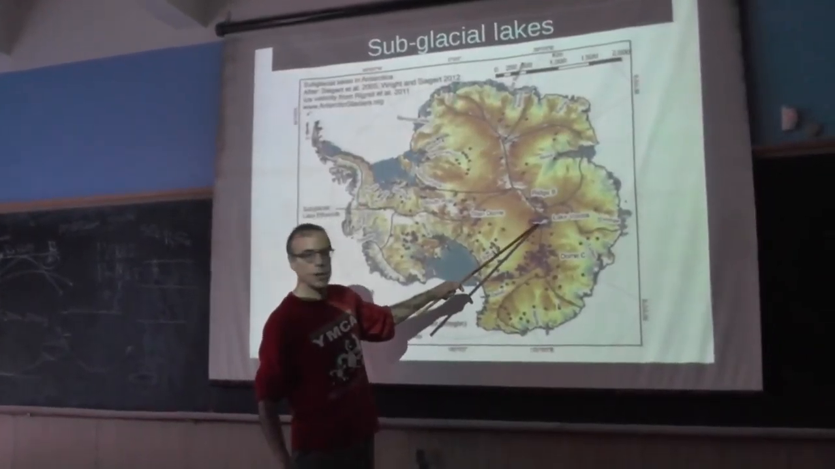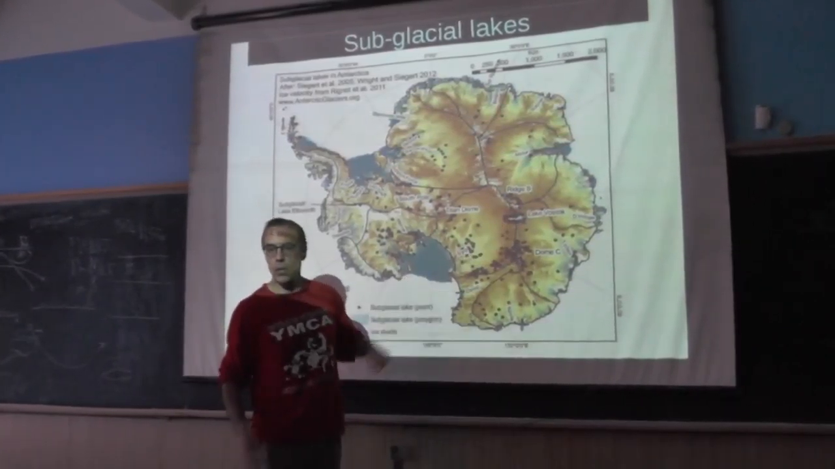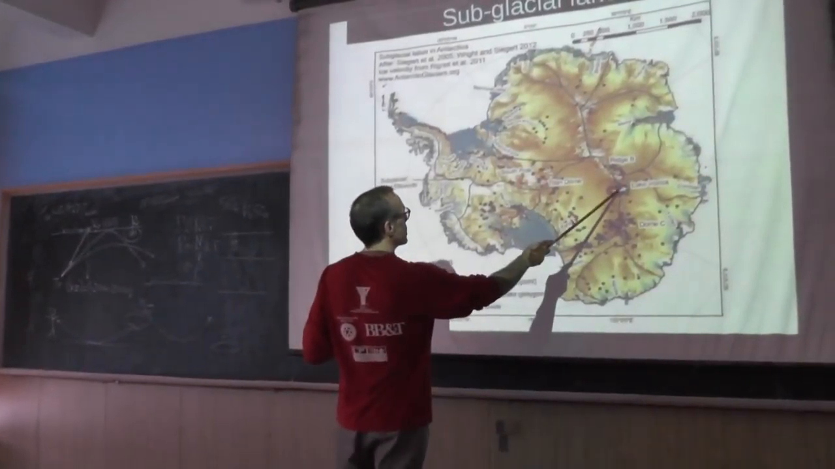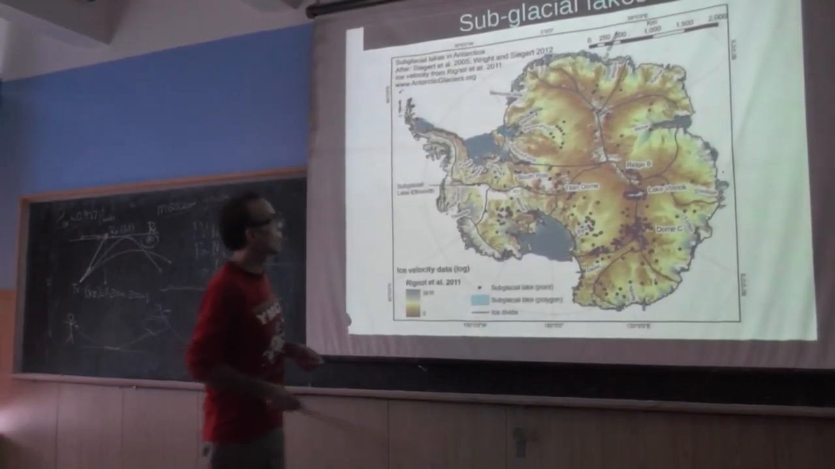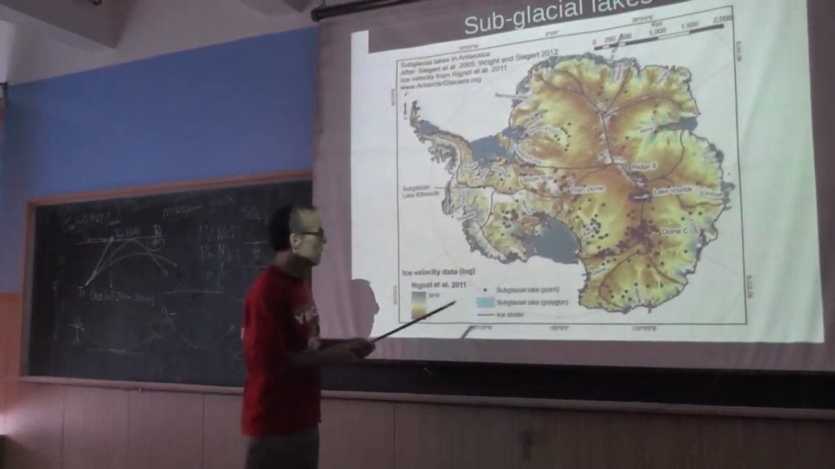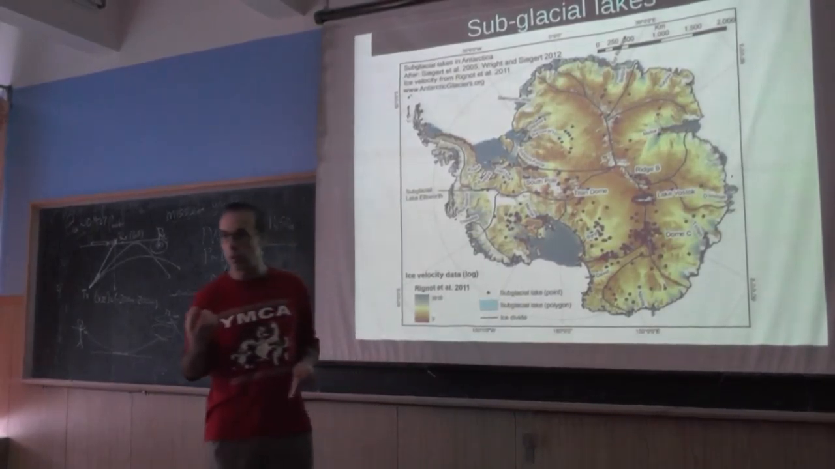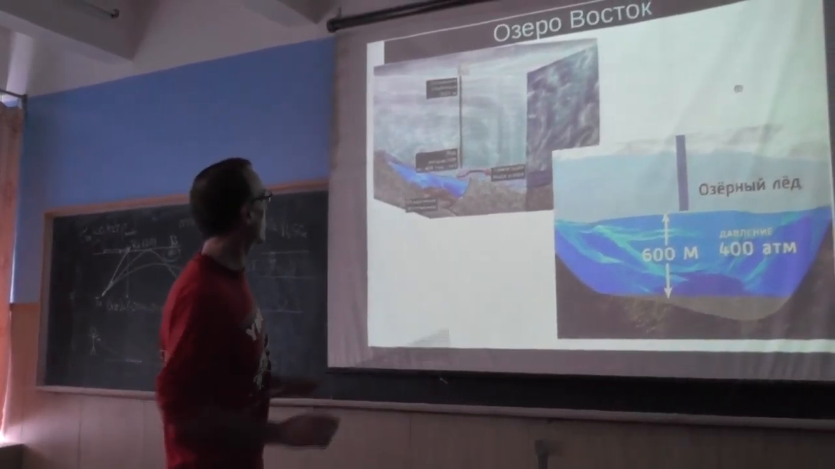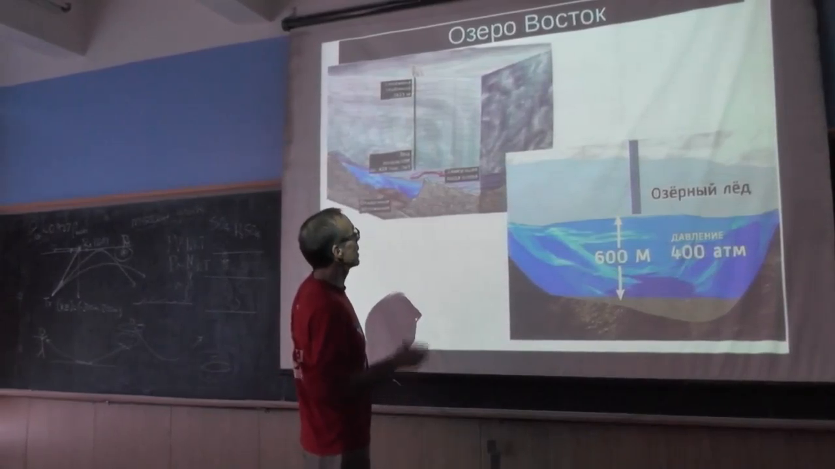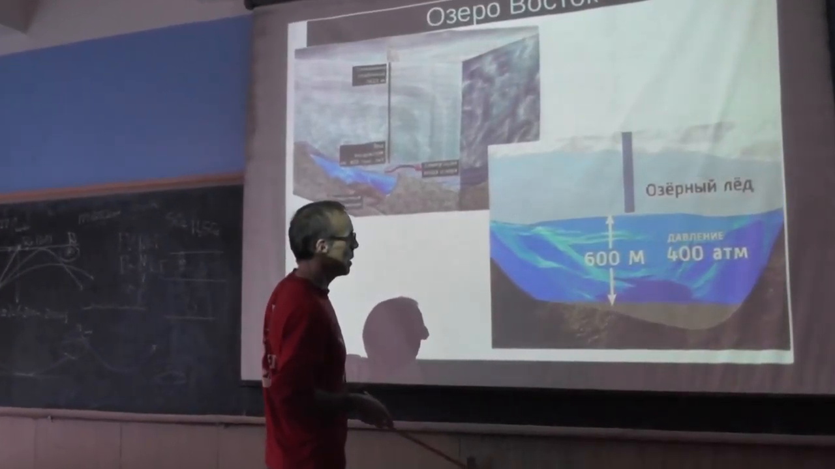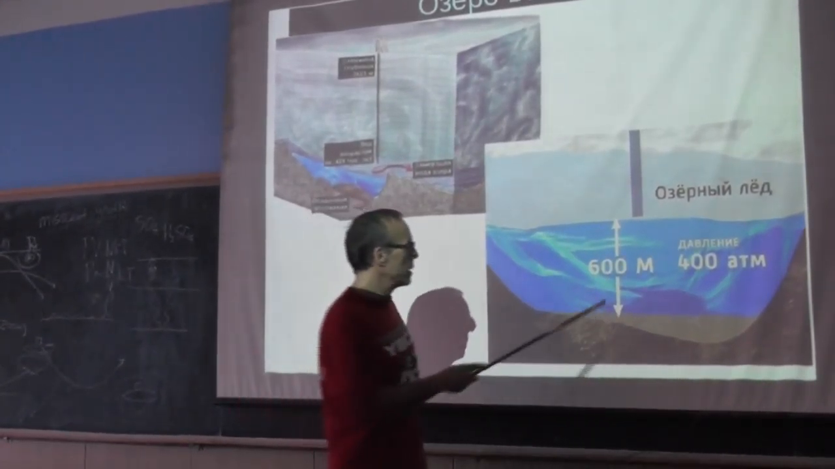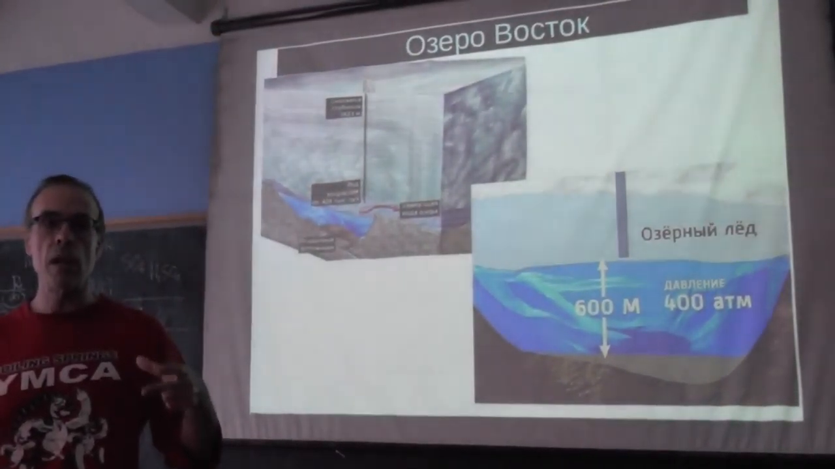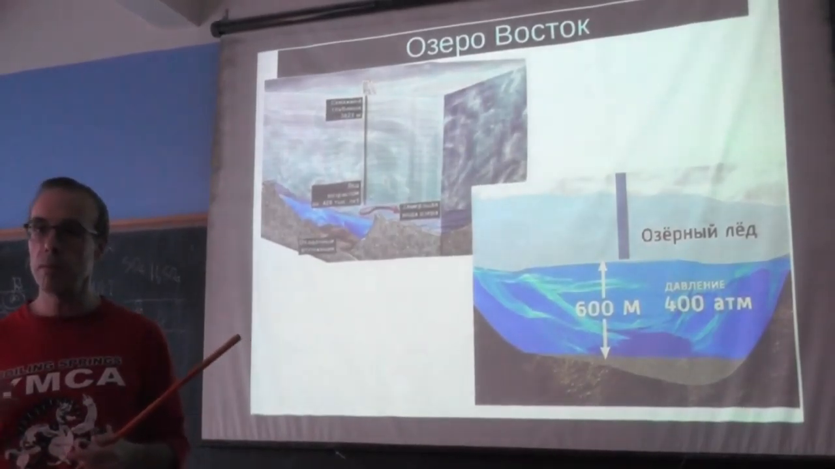So you're probably familiar with this Lake Vostok. This Lake Vostok is literally a big lake underneath about 4 kilometers of ice. And there are other places where there is liquid water underneath the ice sheet. So here's a picture that I got off of one of your websites. The lake itself is pretty big. It's about 600 meters deep. It has a total volume equal to one of America's Great Lakes.